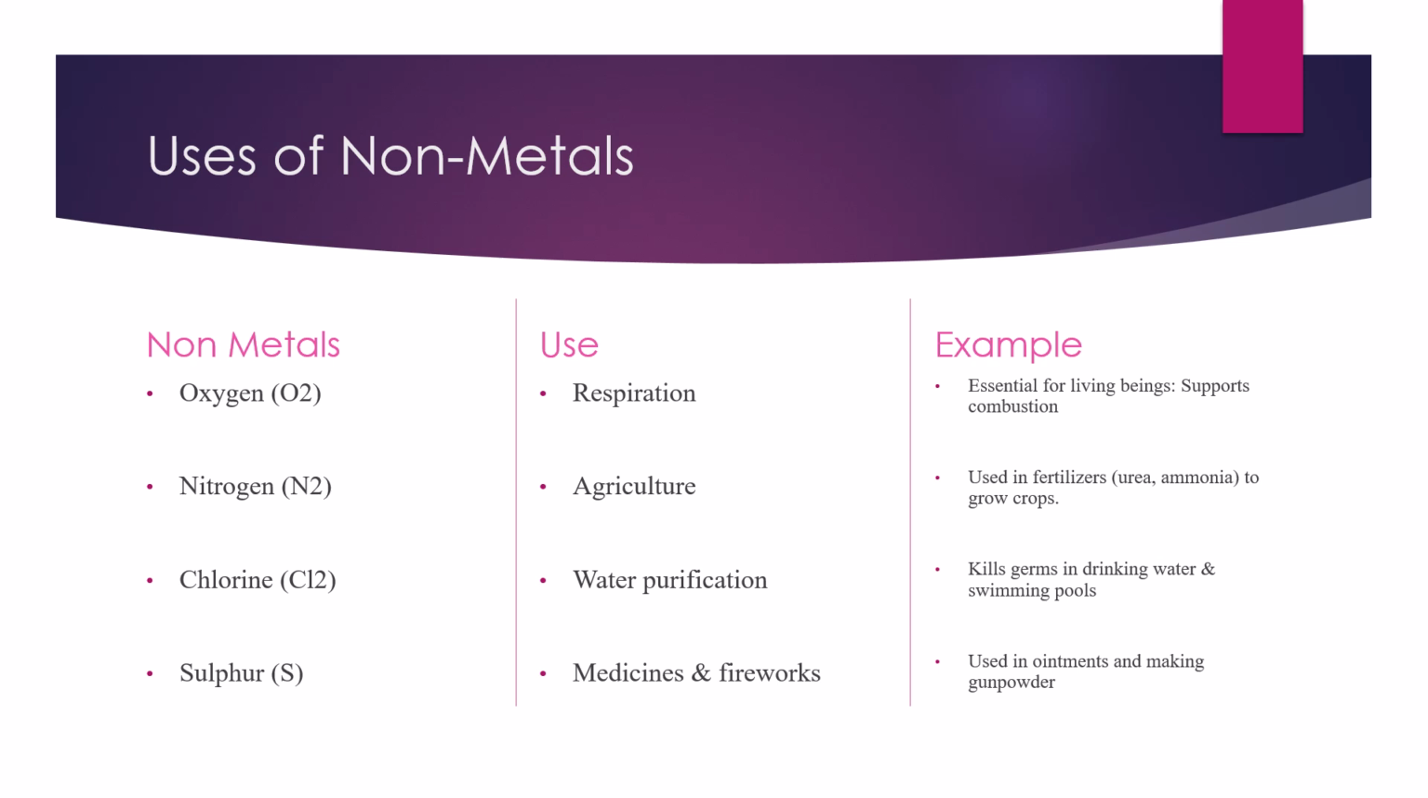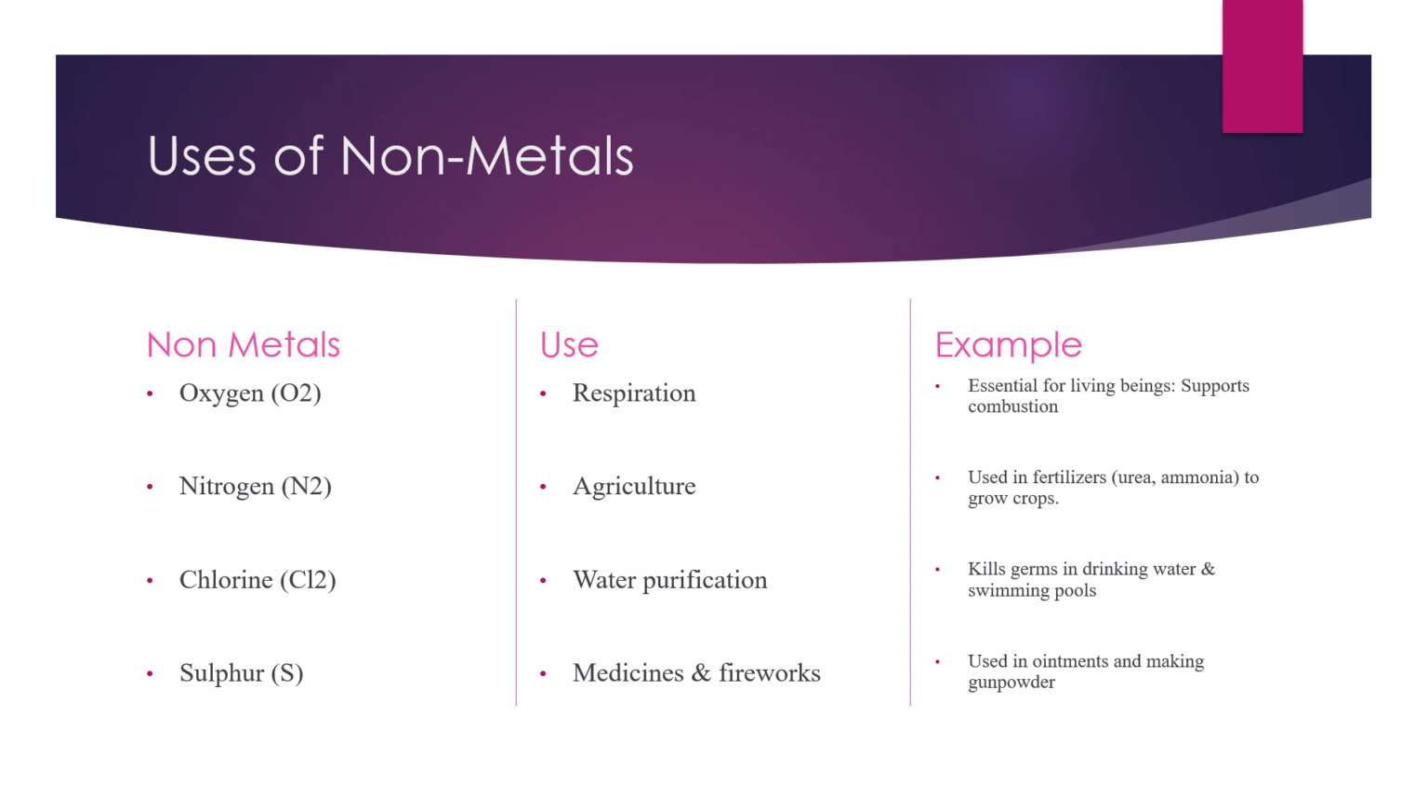Next, uses of non-metals. First non-metal is oxygen. Use: respiration. For example, oxygen is essential for living beings. Supports combustion. Next is nitrogen. Nitrogen is used in agriculture. Nitrogen is used in fertilizers, that is urea, ammonia, to grow crops.